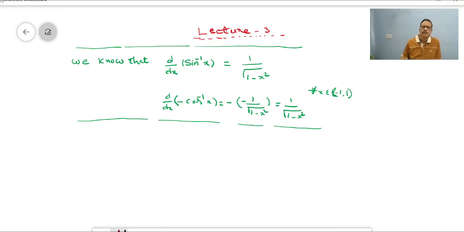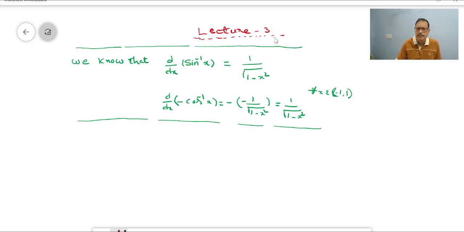So dear students, now you are going to learn some more integration formulae. From differentiation, we know that d by dx of sine inverse of x is equal to 1 by root of 1 minus x square. d by dx of minus cos inverse of x is equal to, so I have written this minus 1 outside, and differentiating cos inverse of x, d by dx of cos inverse of x is minus 1 by root of 1 minus x square. So minus of minus, that is plus. So 1 by root of 1 minus x square, for all x belongs to minus 1, 1, open interval.